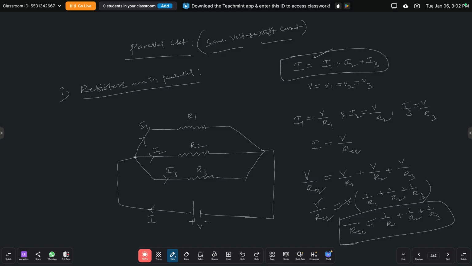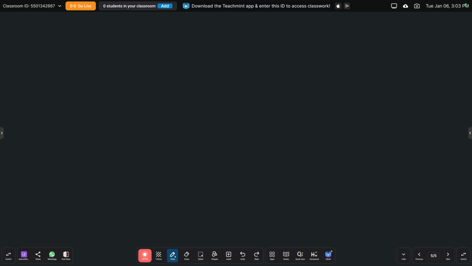Suppose n number of resistors are connected in parallel, then 1 by R equivalent equals 1 by R1 plus 1 by R2 plus 1 by R3 and so on up to 1 by Rn. So this is the first one, that is resistors connected in parallel. And the next one is inductors connected in parallel.